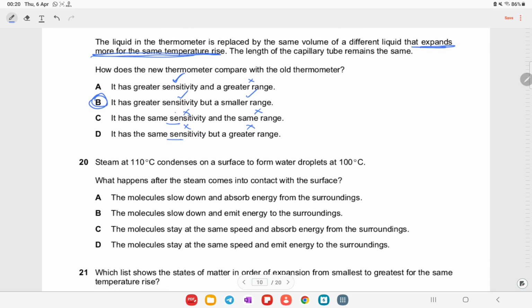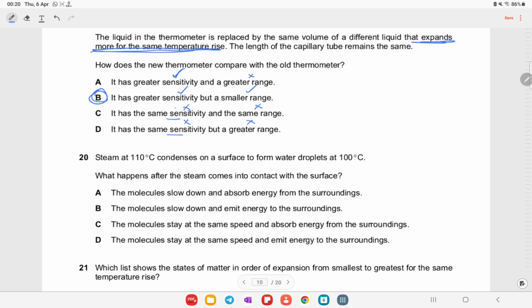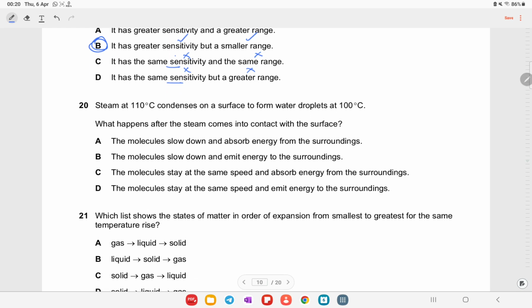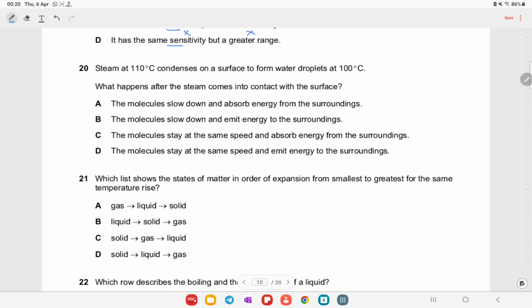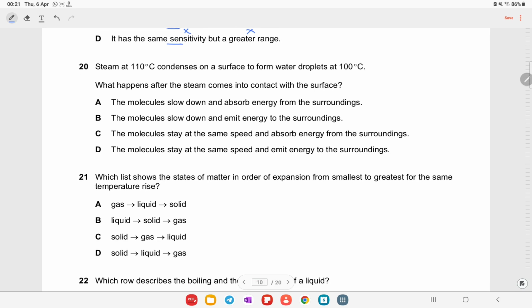Steam at 110 degrees Celsius condenses on a surface to form water droplets at 100 degrees Celsius. Okay, what happens after the steam comes into contact with the surroundings? The molecules slow down and absorb energy from the surroundings. No, they do not absorb energy; they emit it, basically. This is wrong. The molecules slow down and emit energy to the surroundings. This feels like the right answer, but let me confirm.